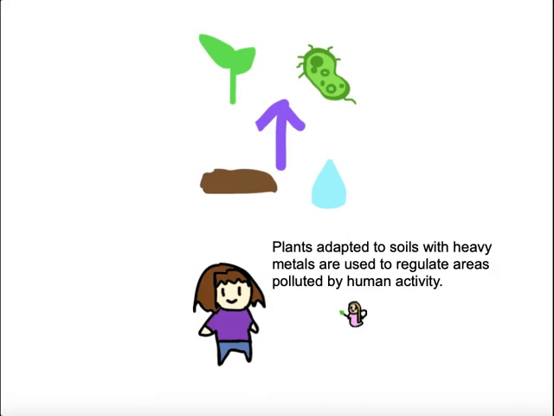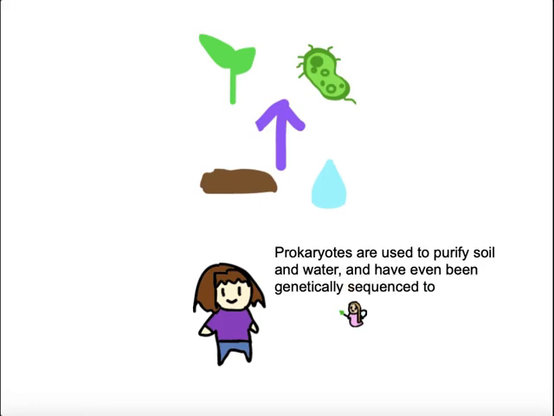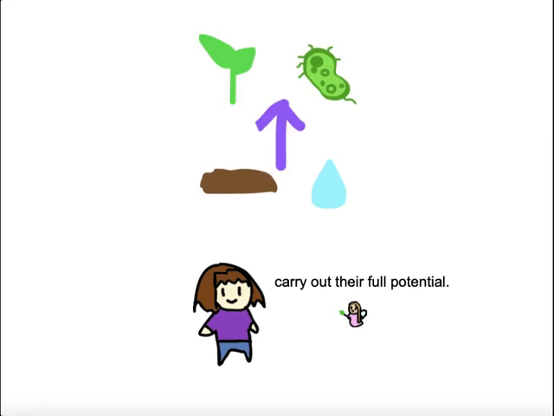Plants adapted to soils with heavy metals are used to regulate areas polluted by human activity. Prokaryotes are used to purify soil and water, and have even been genetically sequenced to carry out their full potential.